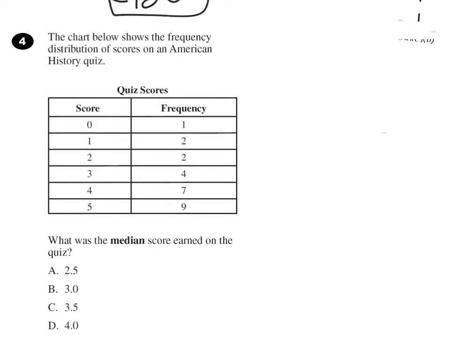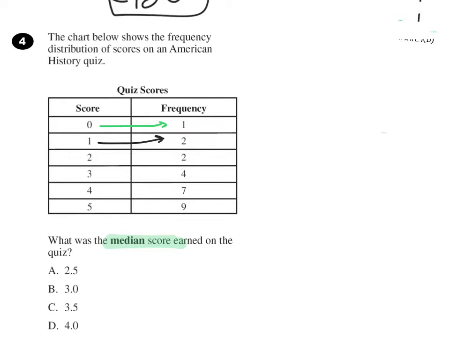Problem number 4, the chart below shows the frequency distribution of scores on an American history quiz. And here the question is asking you for what is the median score. So a score of 0, the frequency is 1. So one student scored a 0. For a score of 1, the frequency is 2. So two students scored a 1.